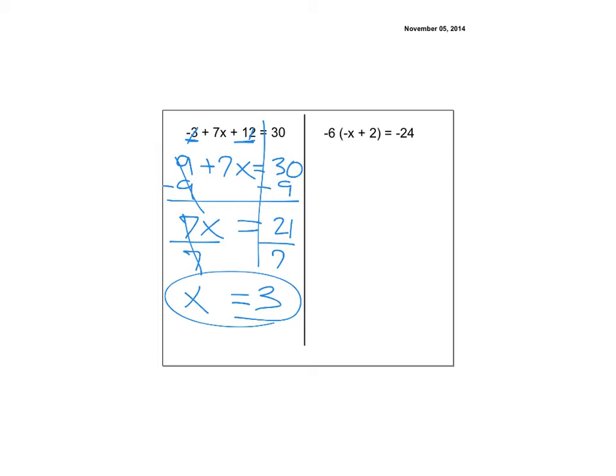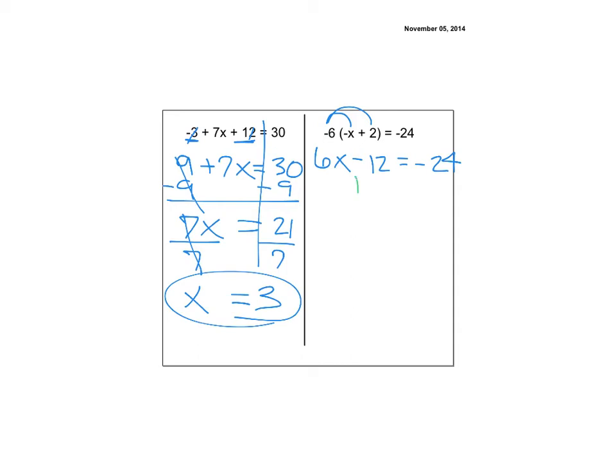All right, now here we have parentheses, so we want to take care of that first. Now reminder that this parentheses means multiply. So we're going to distribute that negative 6 with the negative 1x and the 2. So remember that negative times a negative is a positive. So we're going to get a positive 6x minus 12, because negative 6 times 2 equals negative 24.